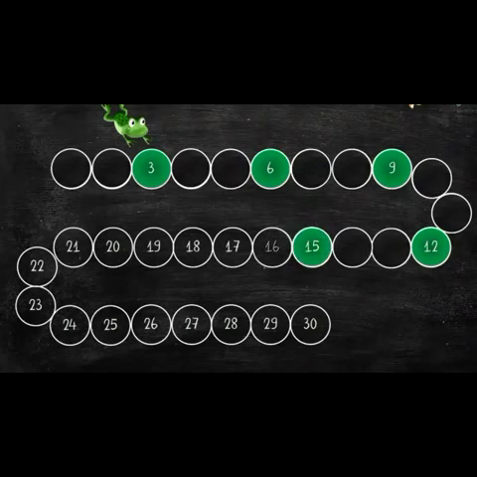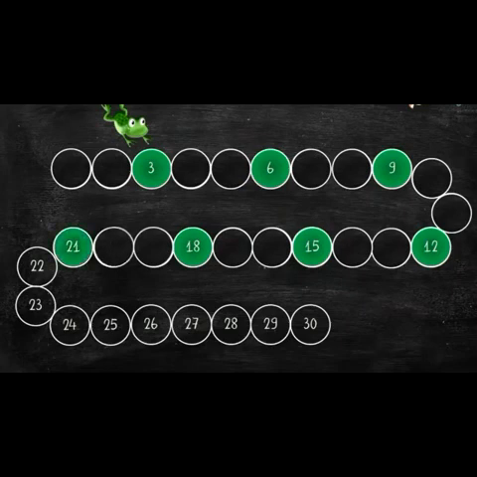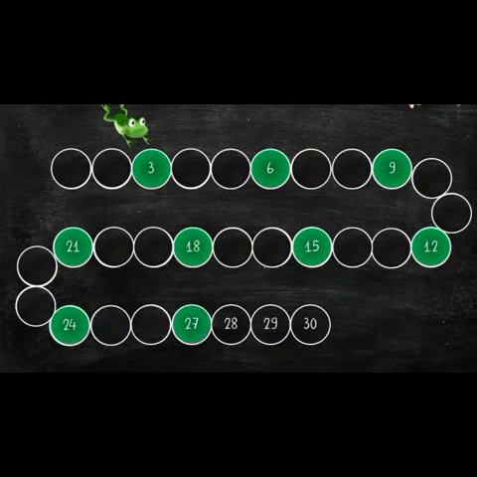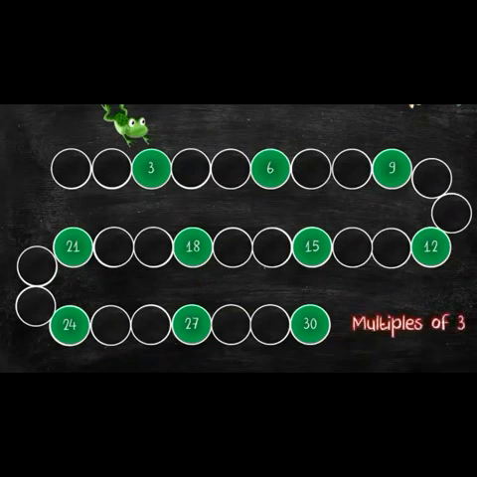15, 18, 21, 24, 27 and 30. So, these are the multiples of 3.